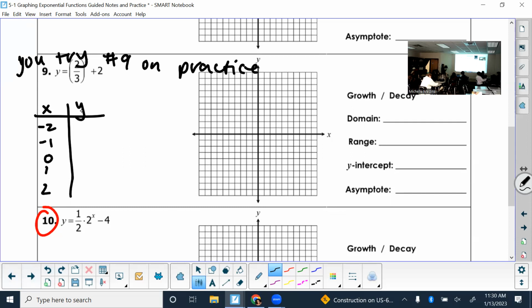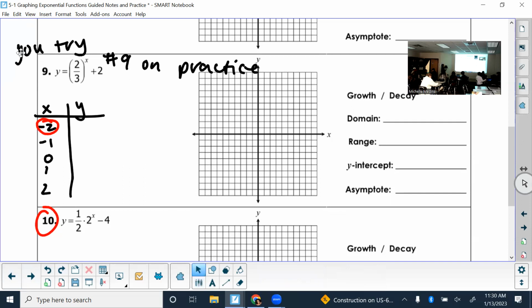How do you find the y's? Good, so take each x, plug it into the exponent, because that's where the x is in the equation, and then write down what your calculator says. So you should be using a calculator, not doing these in your head.